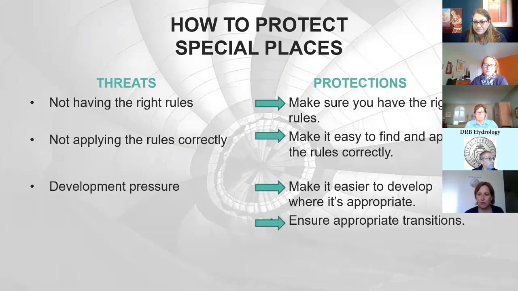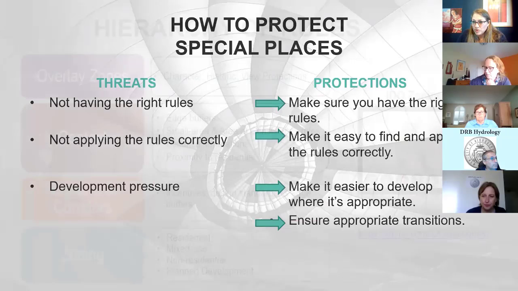and apply them correctly. In terms of the threat of development pressure in a particular area, the big strategy is making it easier to develop where it's appropriate and then making sure that there are appropriate transitions between a neighborhood and a center or a corridor where more intensity is going to be encouraged.